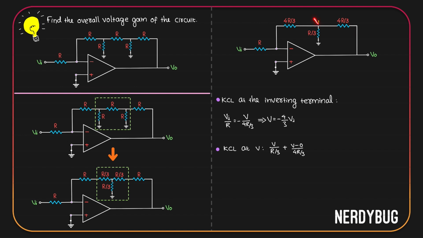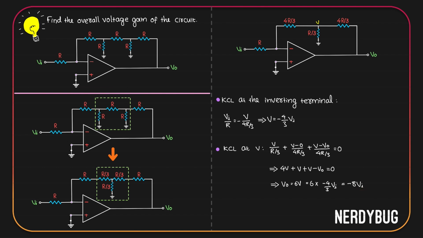Then the current will be V minus V out divided by 4R by 3. Since it is also going out of the node, we will write plus V minus VO by 4R by 3. The sum should be equal to 0 according to the law. Let's multiply all these terms with 4R by 3. Then this will become 4V, this will become V, and this will become V minus VO. That means V output is actually 6 times V, but V is negative 4 by 3 Vi. That means VO is negative 8 times the input voltage.